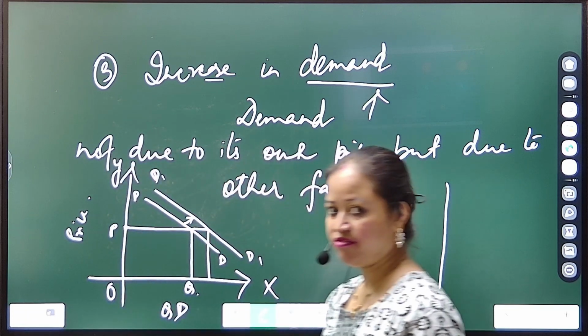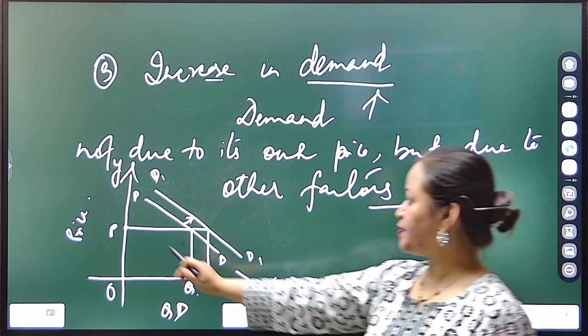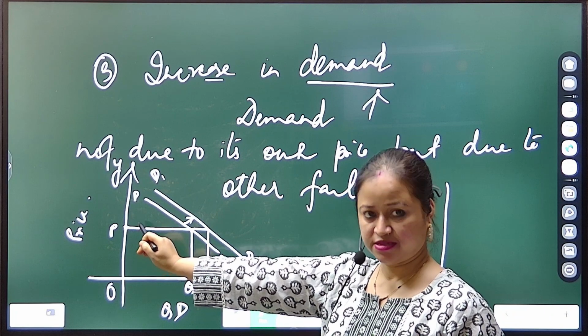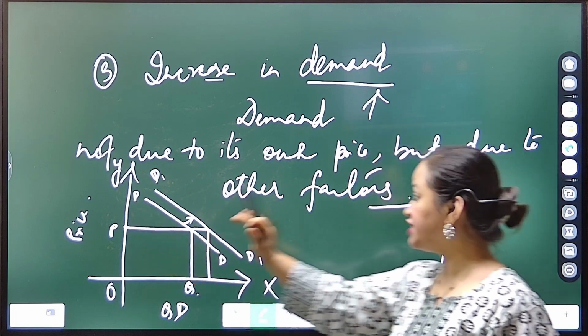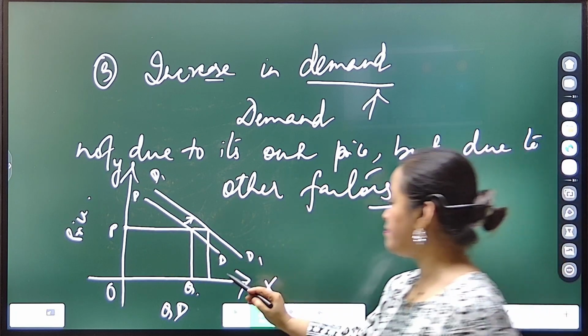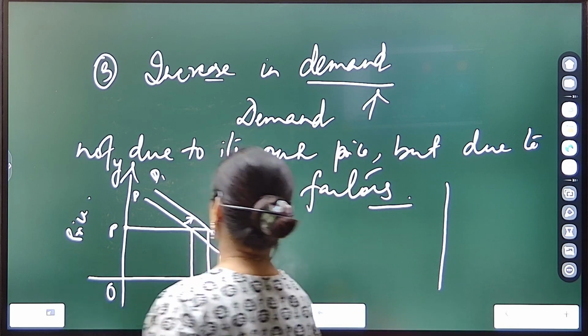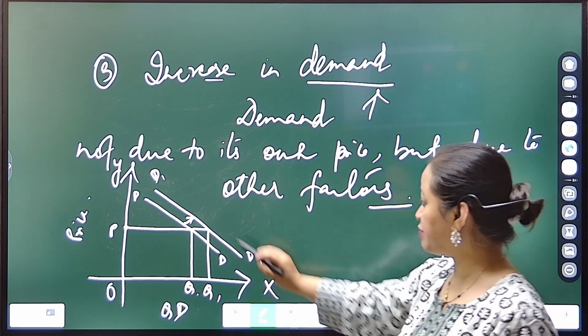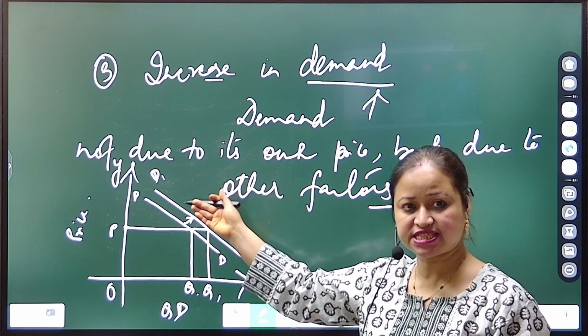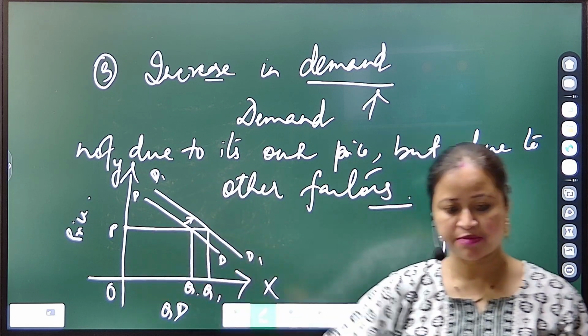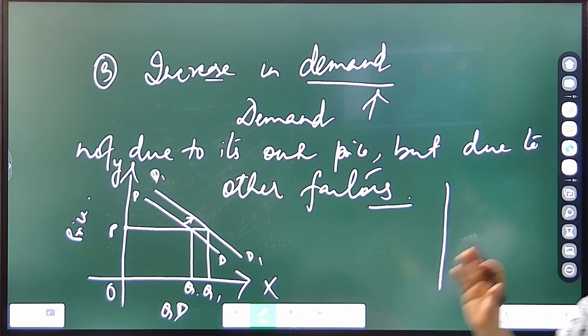D1. Fine. So price here is constant, but due to other factors, demand is increasing. So here the demand curve has shifted towards the right. You remember that. Okay, so what is an increase in demand?